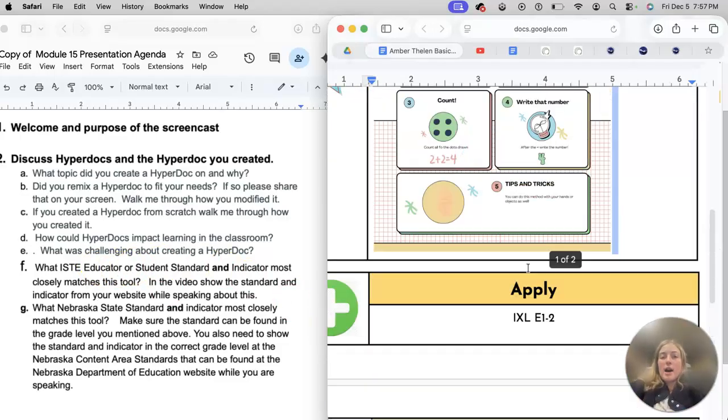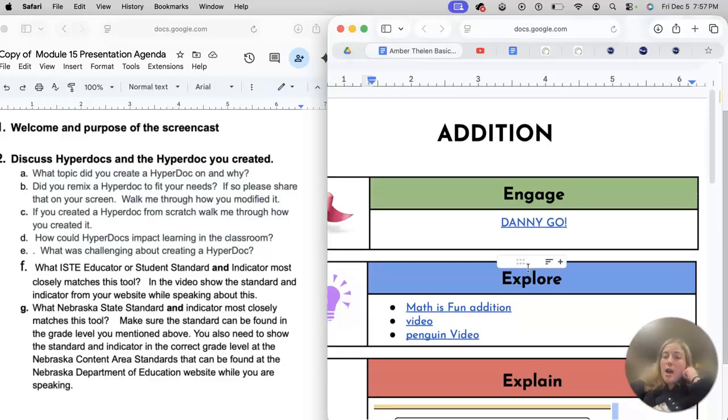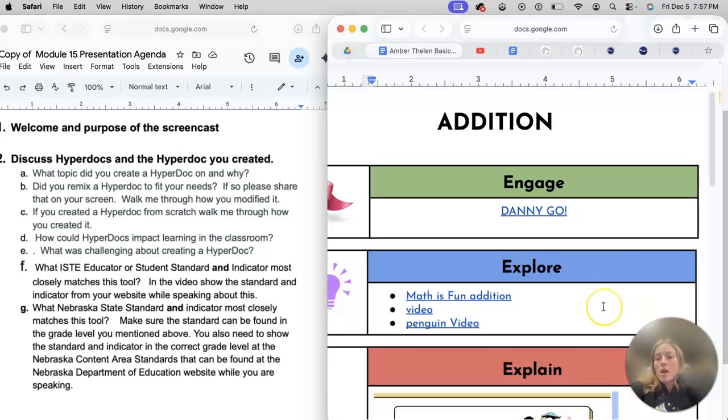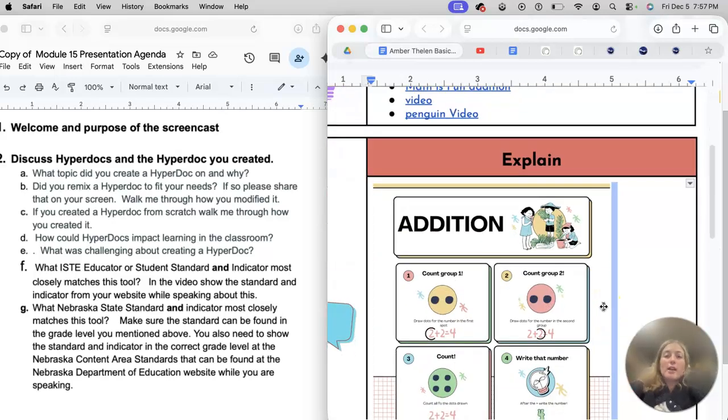So I think HyperDoc could impact learning more for the teacher, just for the fact that everything is organized, all of your links are in one spot. So if you have a sub, you can just share this HyperDoc instead of having to send all of the links separately.